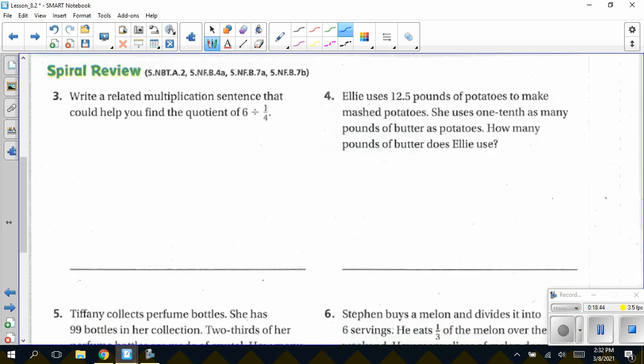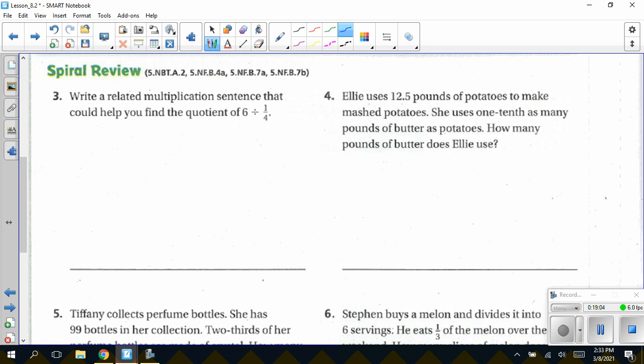Number 3 says write a related multiplication sentence that could help you find the quotient of 6 divided by 1/4. So this on Schoology will be a multiple choice question. Please make sure you are finding the correct multiplication problem that shows 6 divided by 1/4.